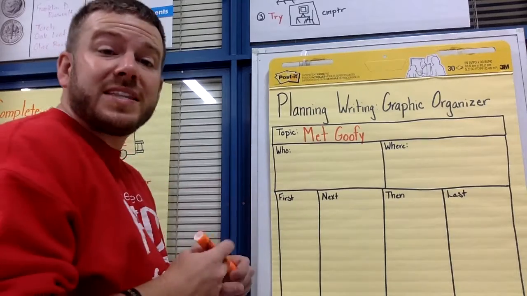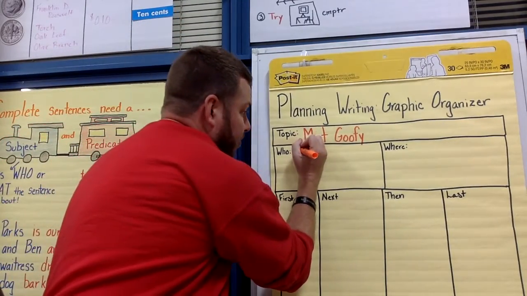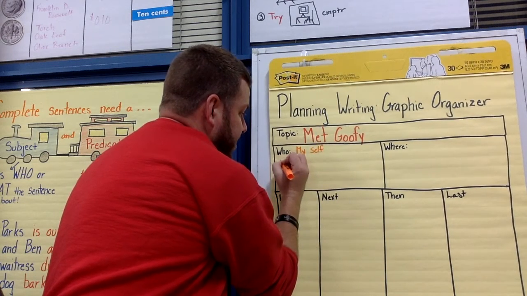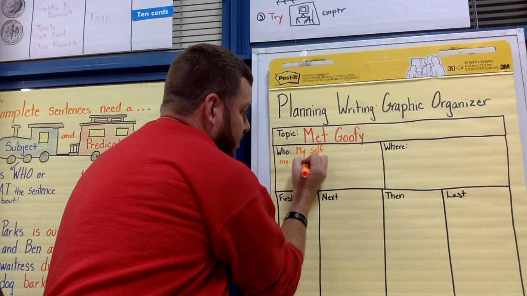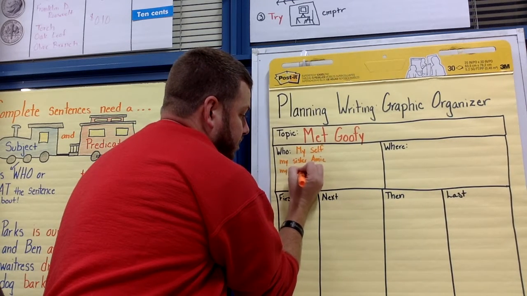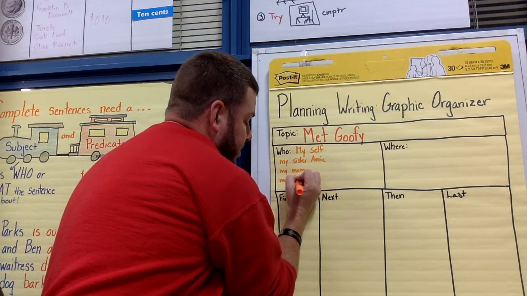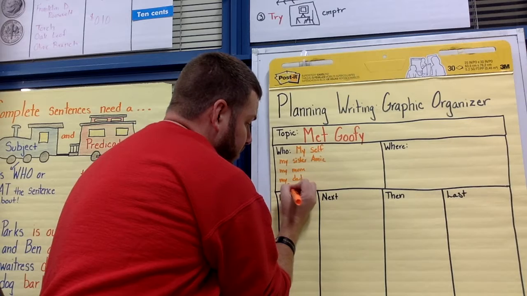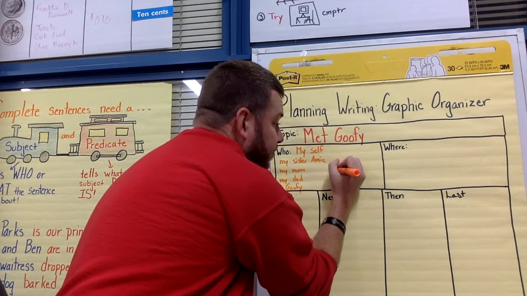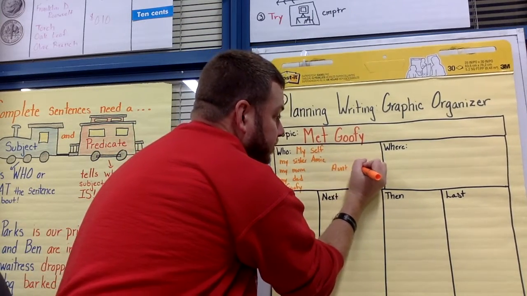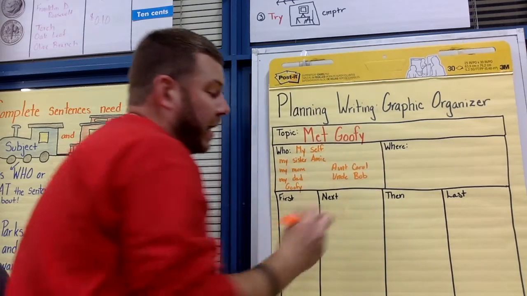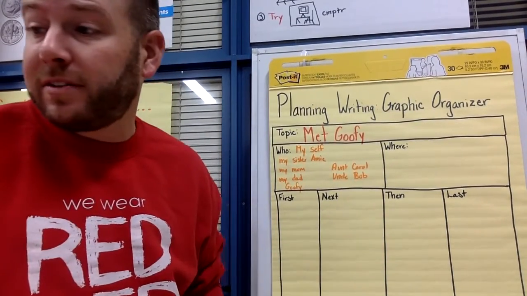Then I need to think about who was there with me. Well, I had myself. I was there. My sister, her name's Amy. My mom. My dad. Goofy. And my aunt and uncle were also there. So my Aunt Carol and my uncle Bob. They were there with me because they like to spend their time in Florida.